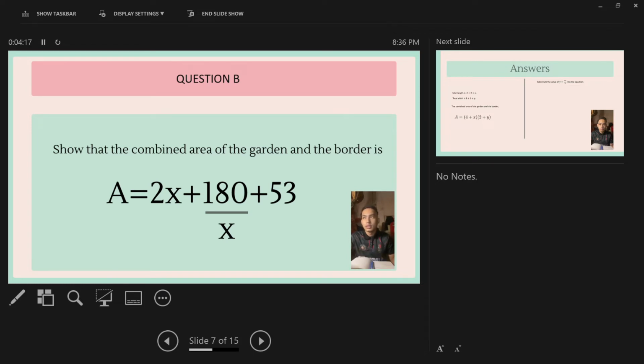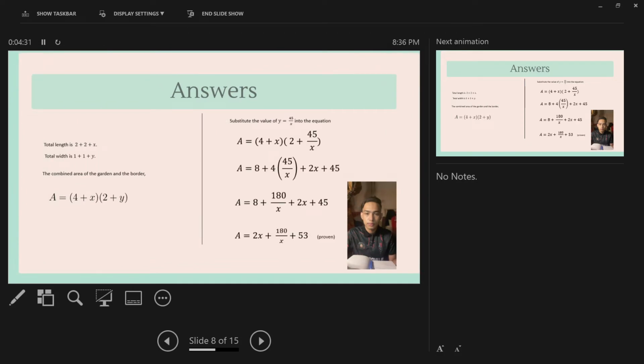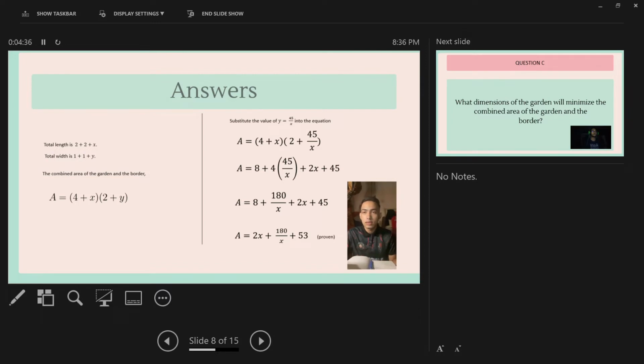So question B asks to show that the combined area of the garden and the border is A equals 2x plus 180 over x plus 53. So here, the question wants us to get the exact same answer, just like it stated. First we need to find the total length and total width. The total length is 2 plus 2 plus x, and the total width is 1 plus 1 plus y.